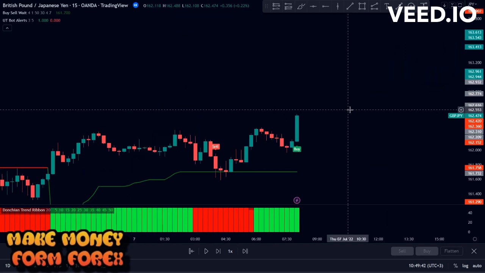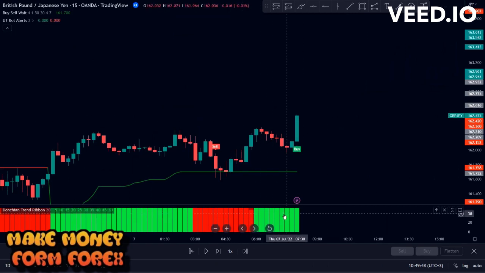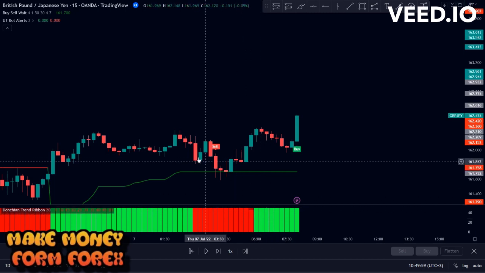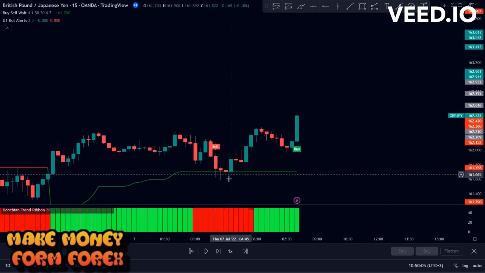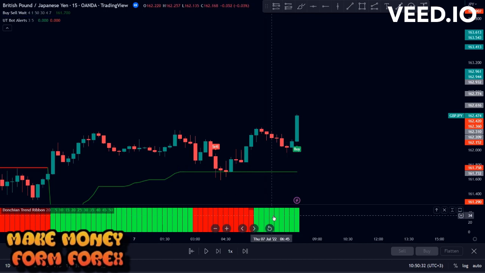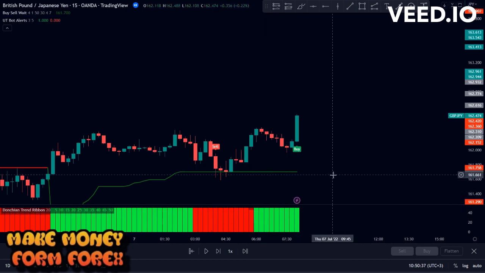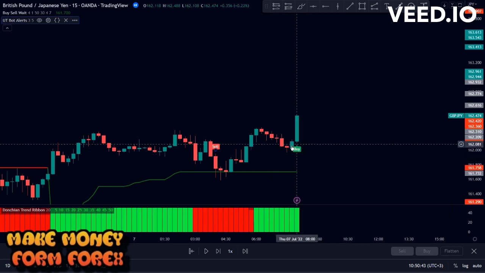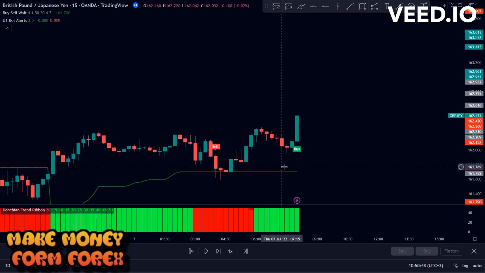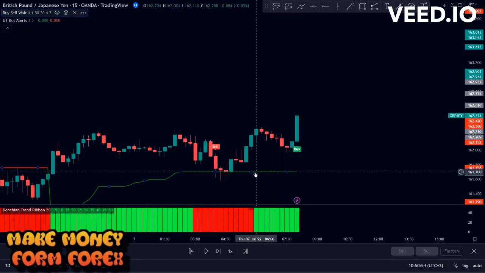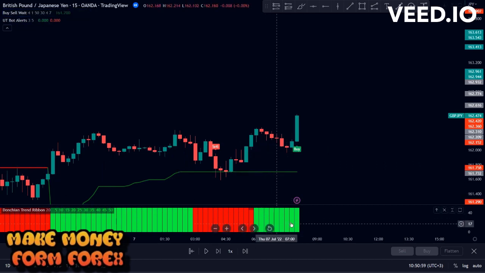To enter a long trade, first, the Donchian Trend Ribbon should change color from red to green to indicate that the market is shifting from a short-term bearish trend to a short-term bullish trend. Second, we confirm that the buy-sell wait indicator is colored green. If it's not, we wait for it to change color from red to green, while the Donchian Trend Ribbon is still colored in green. The third condition is to wait for the UT bot alerts to print a buy signal, while both the Donchian Trend Ribbon and the buy-sell wait indicator are all still colored in green.